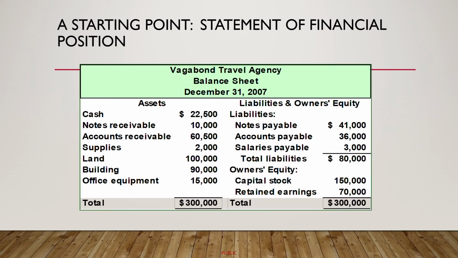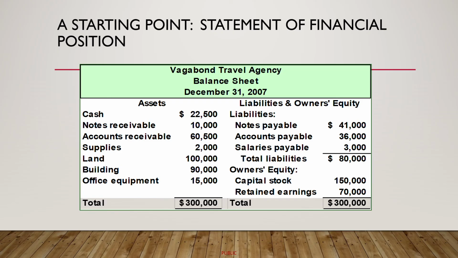So this is our example to explain all the types of financial statements. This is an example of Vagabond Travel Agency, and its balance sheet is written here for December 31, 2007. On the left side of a balance sheet there are assets, and on the right side there are liabilities and owner's equity.